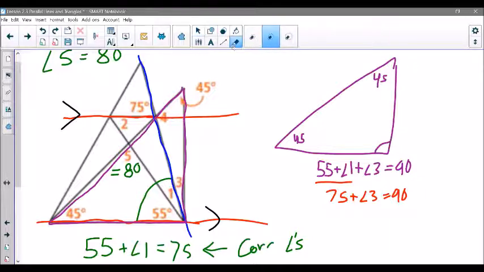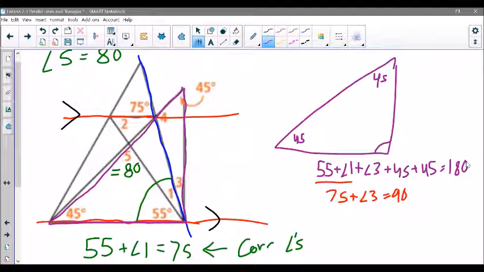Or I guess if we want to stick to that triangle sum theorem, we could do plus 45 plus 45 again, and that equals 180 degrees. All right, so now we have enough information to figure out angle 3. So I'm going to take those 45s and subtract them over, and that's why I have 75 plus angle 3 is 90. So Lucas, you want to finish this one off? What do we got for angle 3?